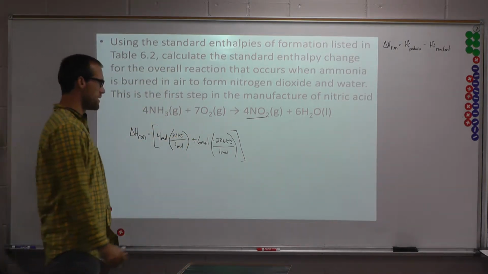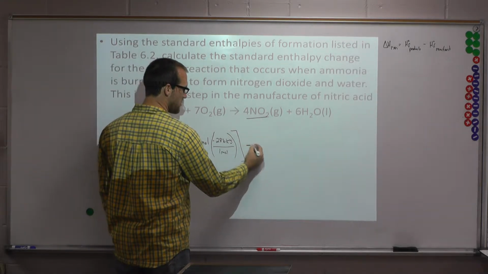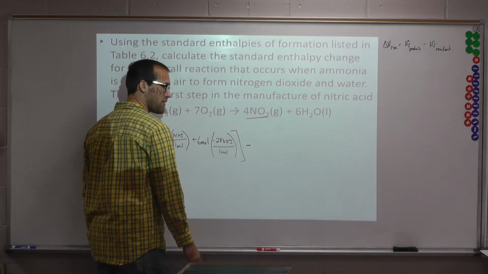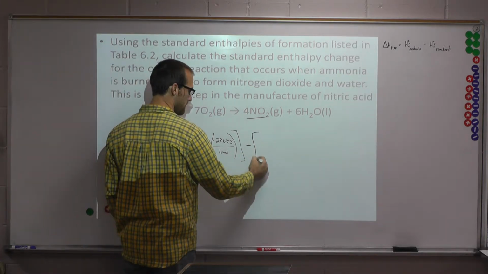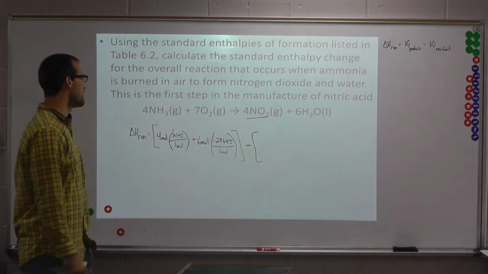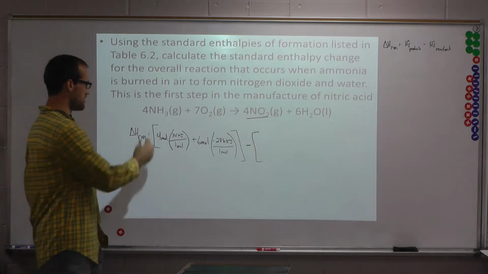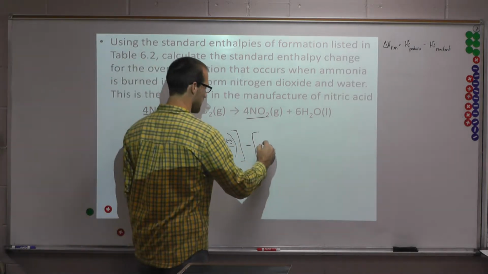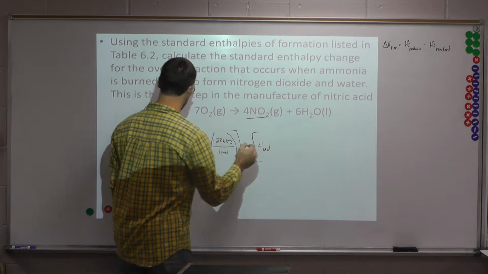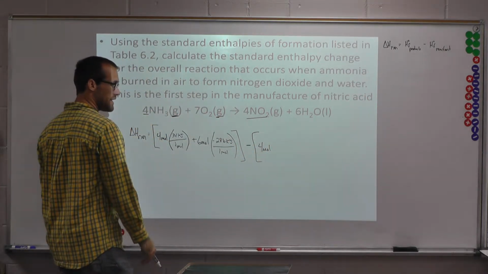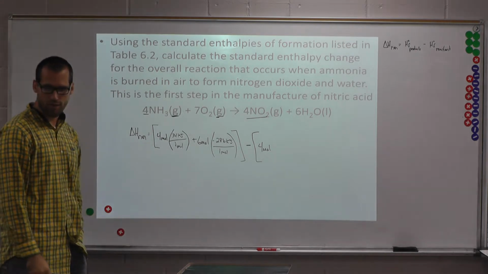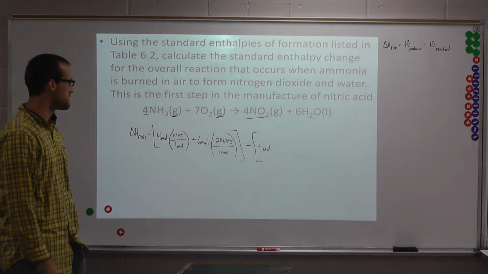Okay, then we're going to subtract. It's really important that we're distributing the negative to both of these reactants. Make sense? So we got 4 moles. It's also important that you note the state, because some of them have different numbers based on their states.